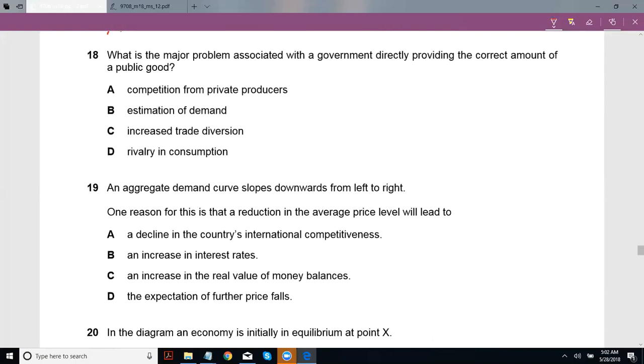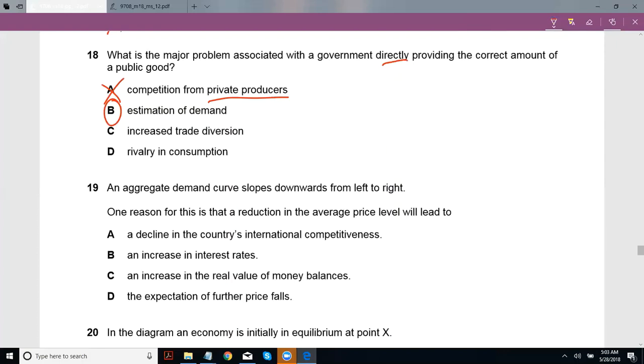18. What is the major problem associated with the government directly providing the correct amount of a public good? Okay. So, competition from private producers? Private producers do not produce public goods, so they're not going to be competing. Estimation of demand, probably. Increased trade diversion?